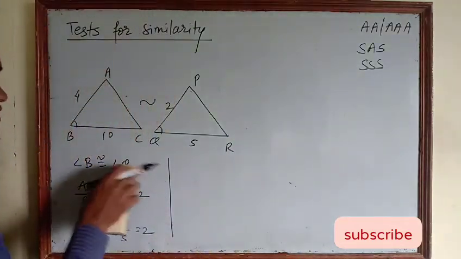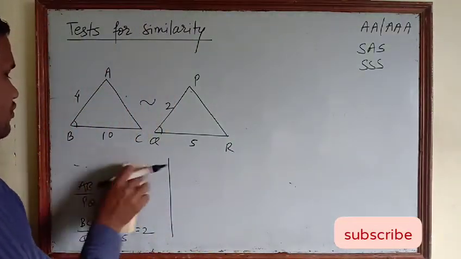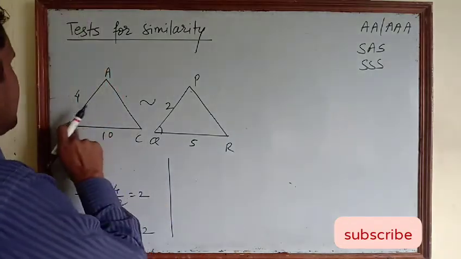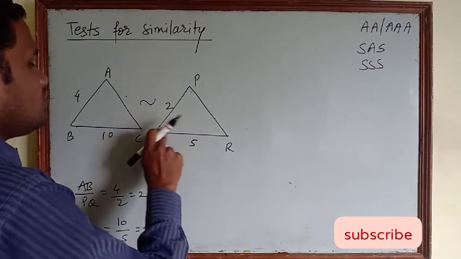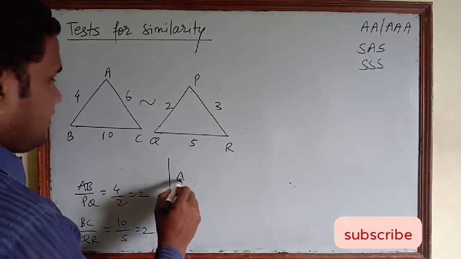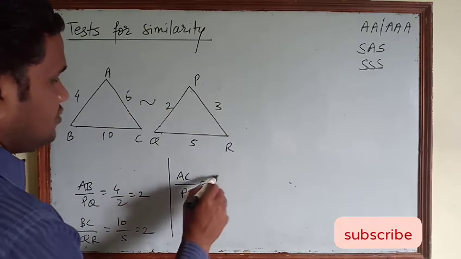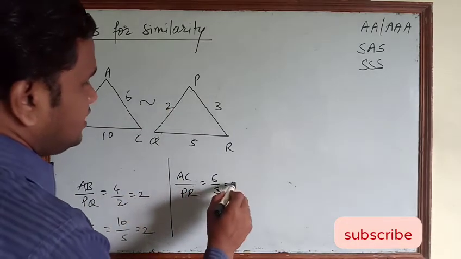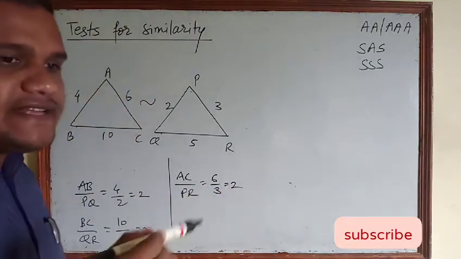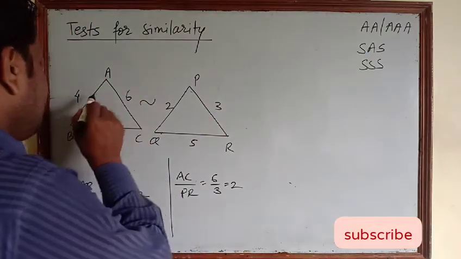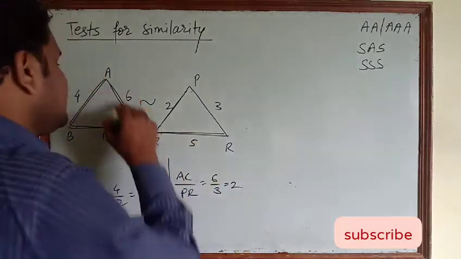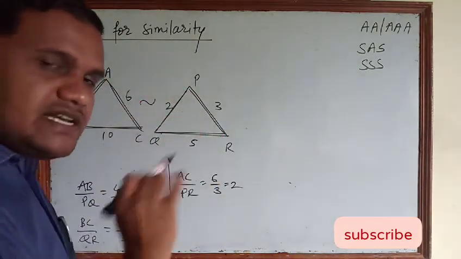Now one more thing, similarly, if you don't have any information about the angles, for example, we don't know whether these are congruent or not, but we know that if this is 6, then this is 3. So let us check AC upon PR. You got 6 by 3, it is 2. So all the ratios of corresponding sides are equal. Corresponding means if you are considering this, then this, then the base side, this side, that side, these are the corresponding sides.